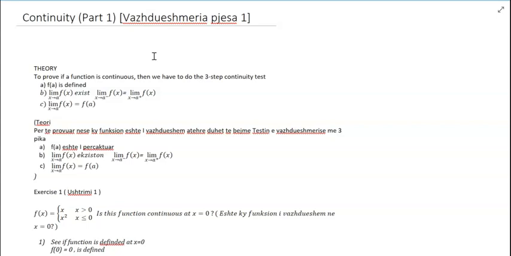And to prove that this limit exists, we have to see the limit from the left and the limit from the right. So the limit when x goes to a from the left of f of x must be equal to the limit when x goes to a from the right of f of x. And the final step is the limit when x goes to a of f of x must be equal to f of a.